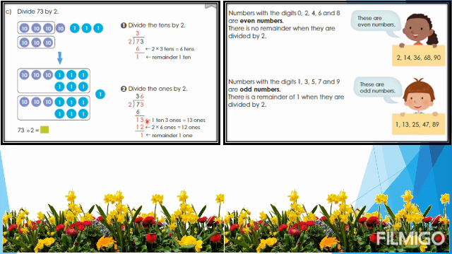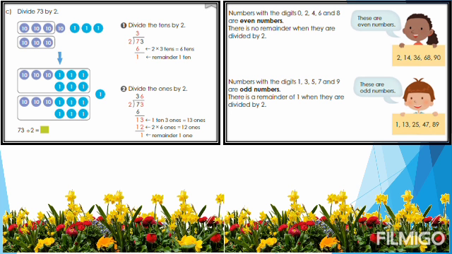So 13 divided by 2 equals 6. 6 times 2 equals 12. And we'll use subtraction. 13 minus 12 equals 1. So the answer here, class, is 73 divided by 2 equals 36, remainder 1.